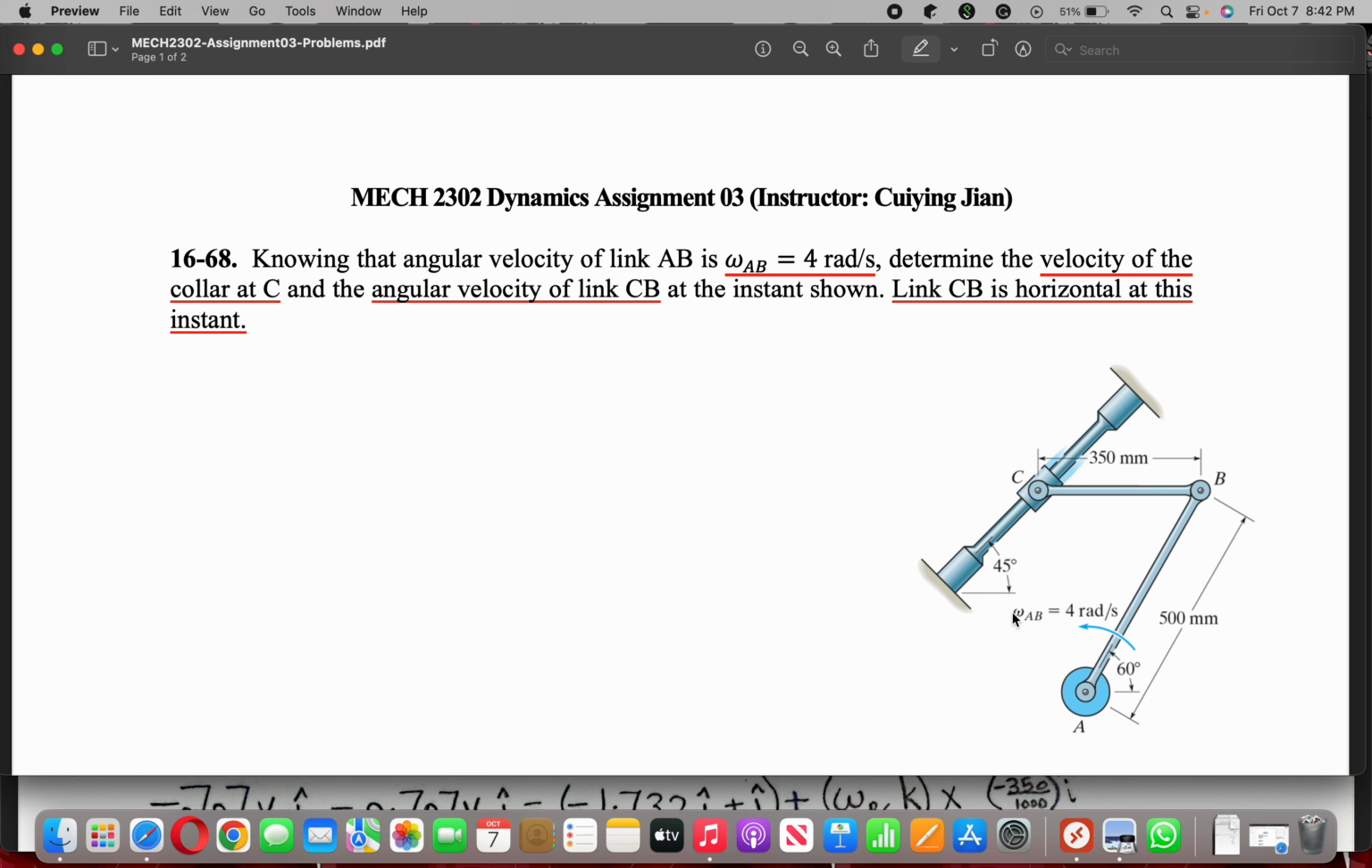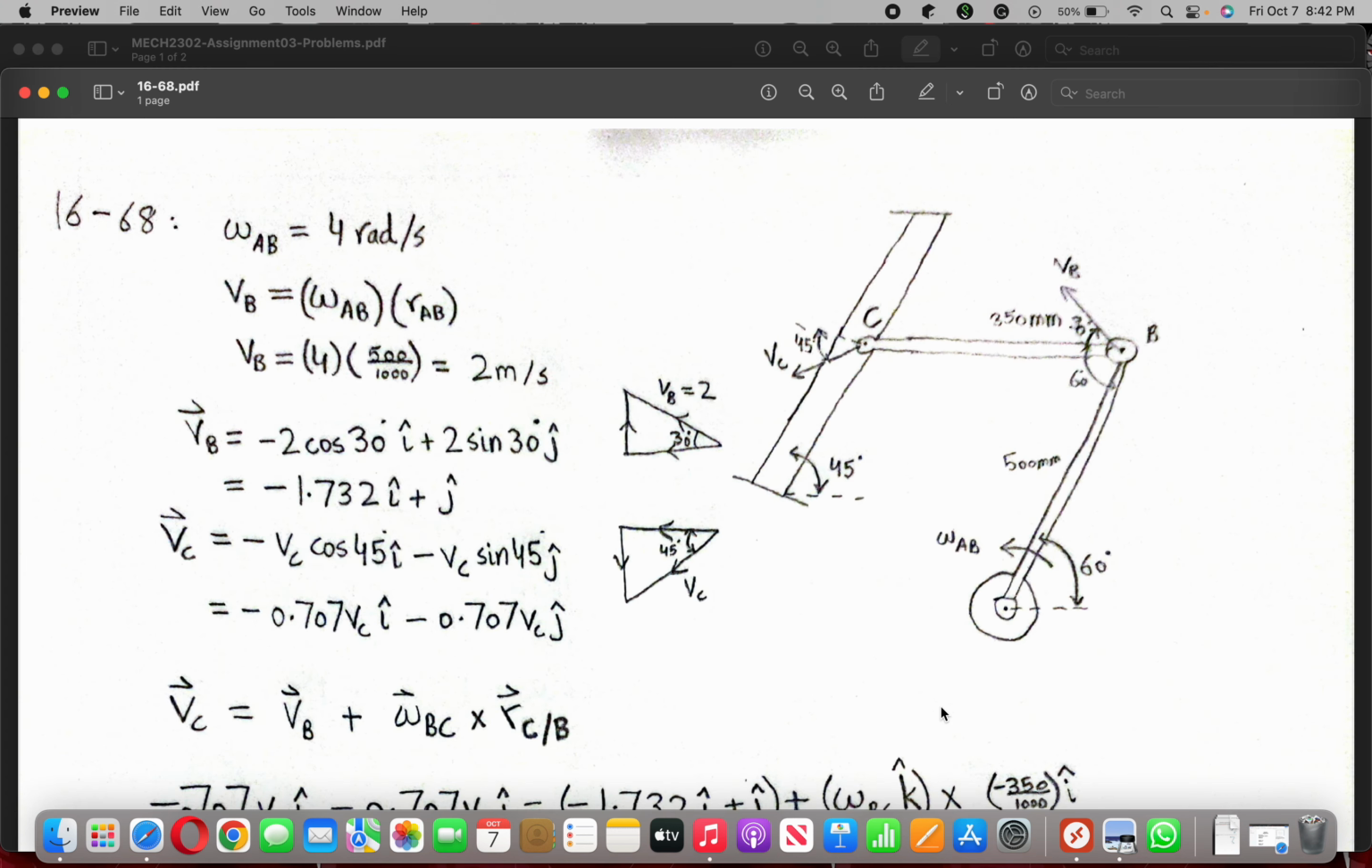It also tells us that the angular velocity of link AB is anti-clockwise, and the rod on which the collar C is connected has an angle of 45 degrees with the horizontal, and the link AB has an angle of 60 degrees with the horizontal. So first we draw the diagram in which we add some other information.